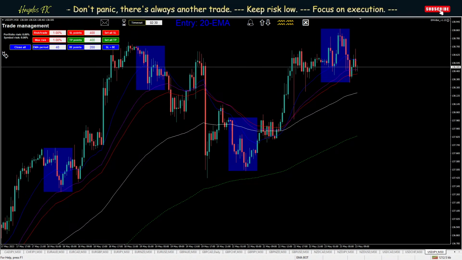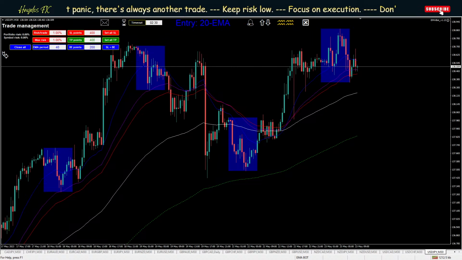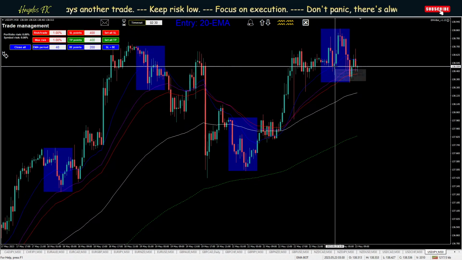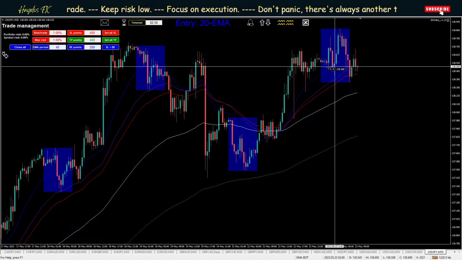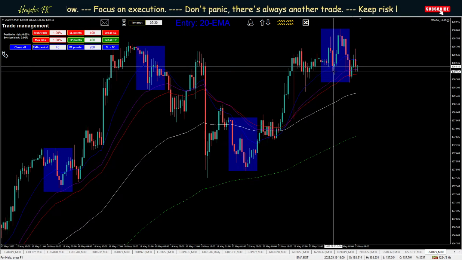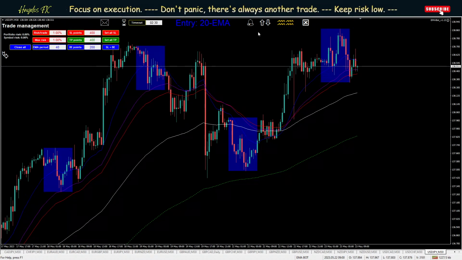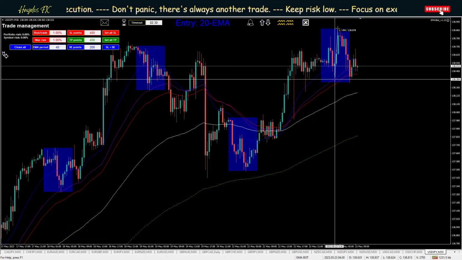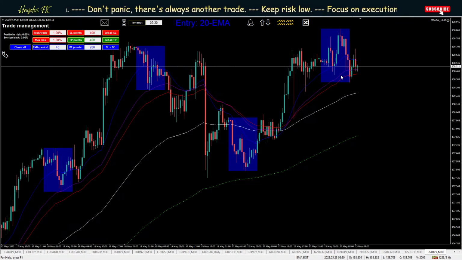The 20 would have been good. I considered the 20 given how strong everything was. It went to the 40, but then it just never quite got down here. It needed a few more pips. Maybe the 30 would have been alright. Actually, yeah.